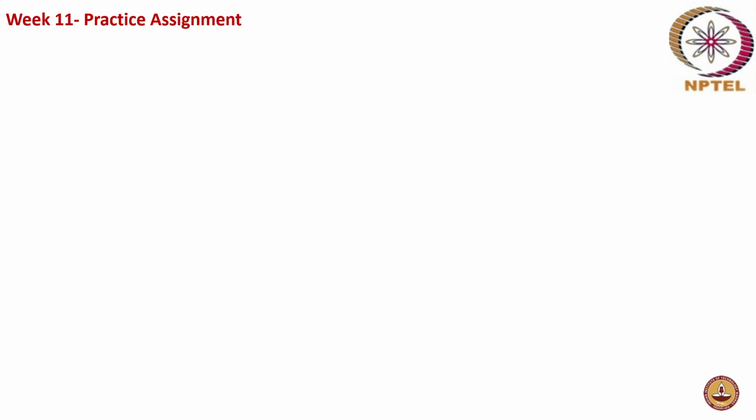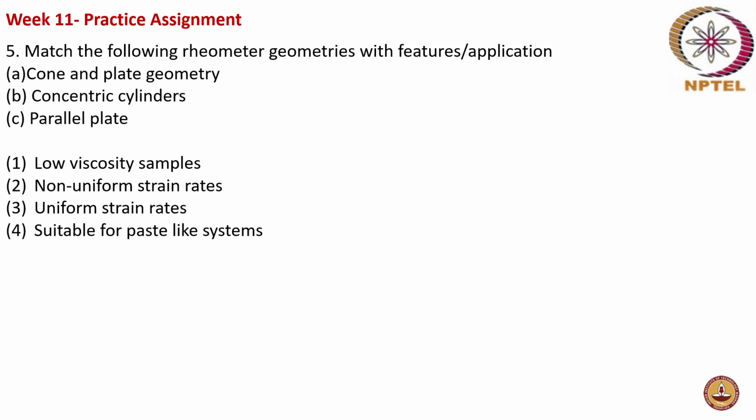Okay. Next. Match the following rheometric geometries with features or applications. So the geometries given are cone and plate geometry, concentric cylinder geometry, and parallel plate geometry. And what are the features given here? Low viscosity sample, non-uniform shear strain rates, uniform strain rates, and suitable for paste-like systems. So, which of the geometries can be used for, or which of the geometry are used for these features or application?